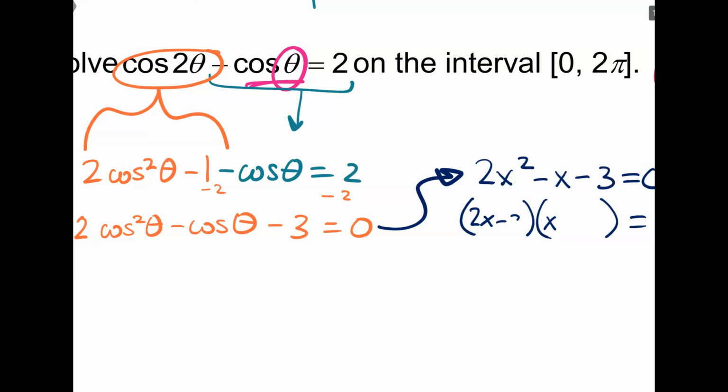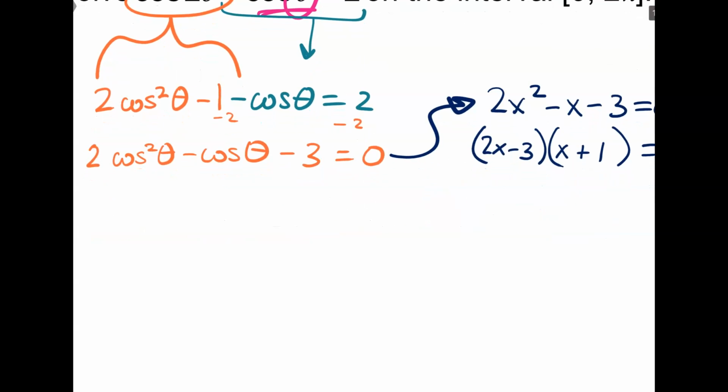2x minus 3, x plus 1. Okay, and if we FOIL this out, let's see what we get. 2x squared, plus 2x minus 3x minus 3. Okay, cool. So this turns into negative x. This is exactly what we wanted. Perfect.